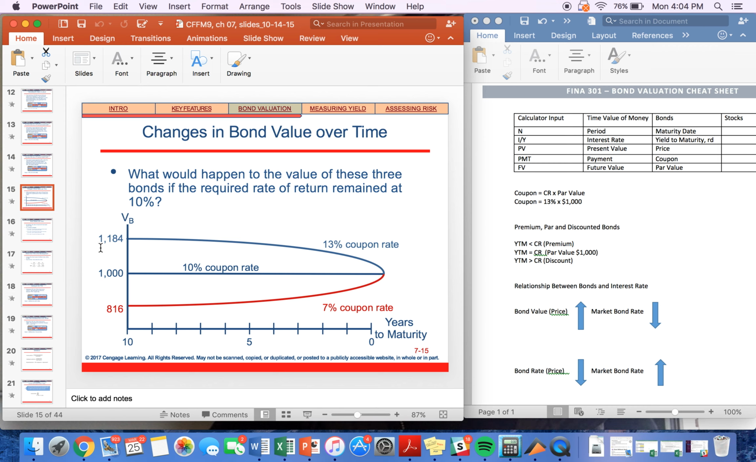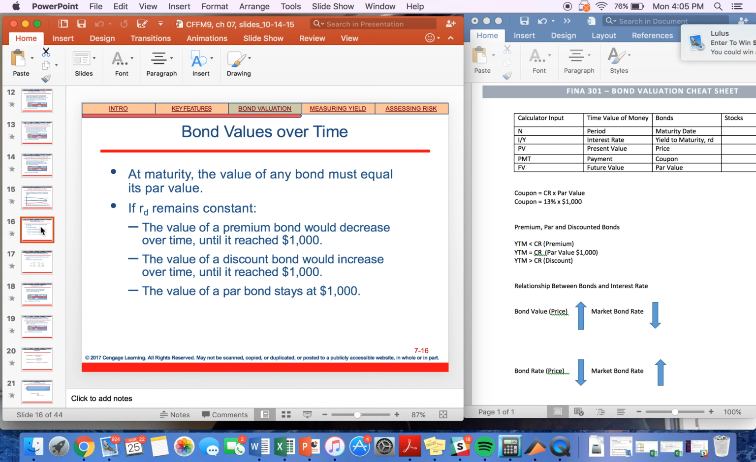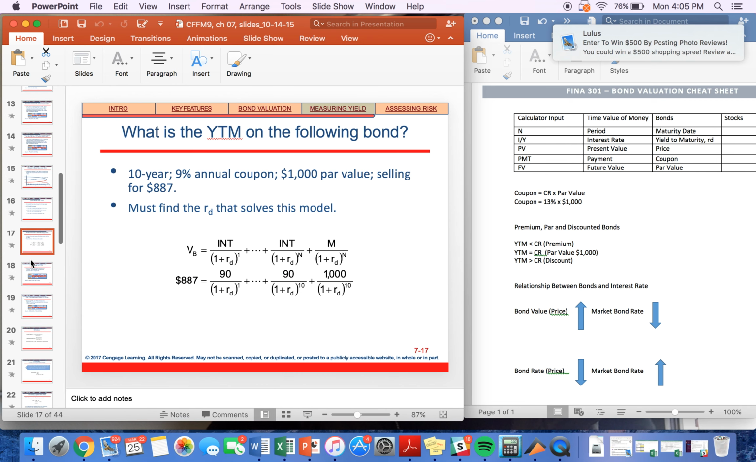So if you pay $1,100 today and you only get $1,000 back in the future, you better make sure that investment's worth it, right? And vice versa, if you pay $816 today and you're going to get $1,000 back in the future, is that investment worth it to you? But it just goes to show that everything comes back to equilibrium in the market and then everything comes back to par value. And then this just kind of describes exactly what we just said there.